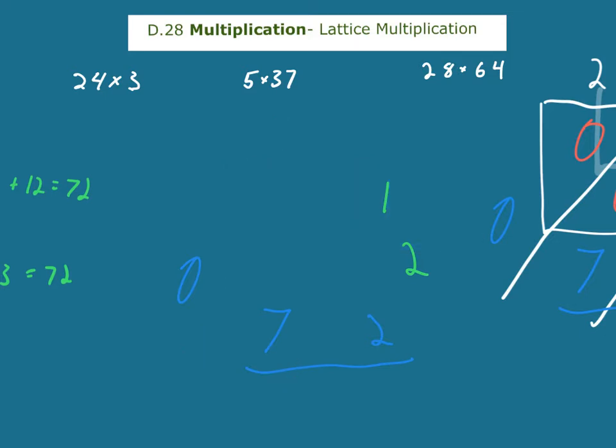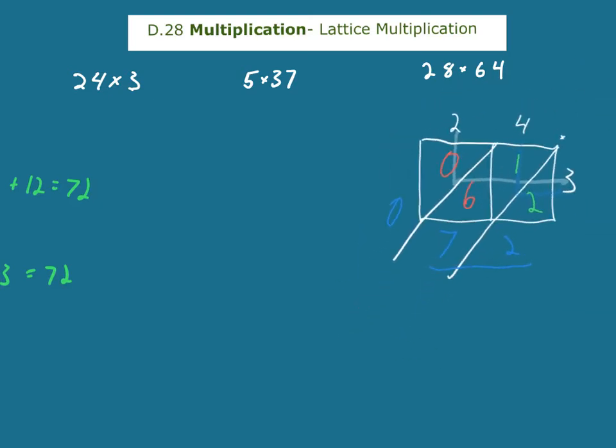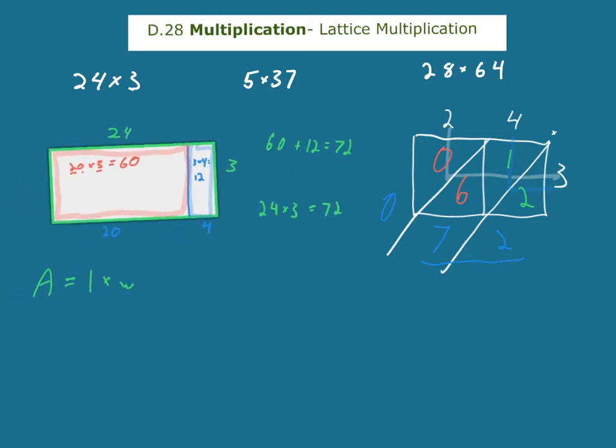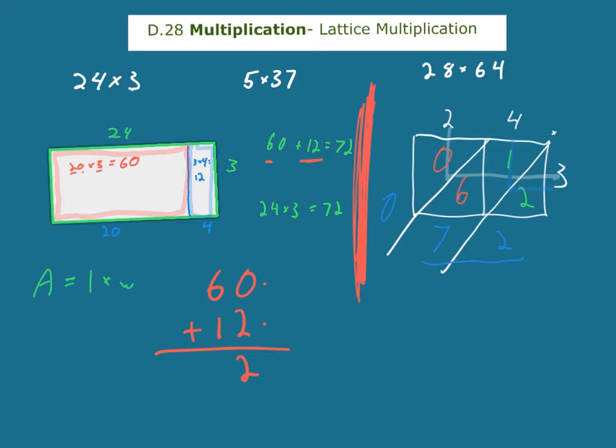Let me get rid of all of this stuff here. So let's look at these. Here's my lattice problem. Here's my area method problem. I did these separately, but let's compare them. If you'll notice, I did 60 plus 12 here. So 60 plus 12 to get 72. 0 plus 2 is 2. 6 plus 1 is 7. That's how I got 72. You'll notice I actually did the same exact thing here.